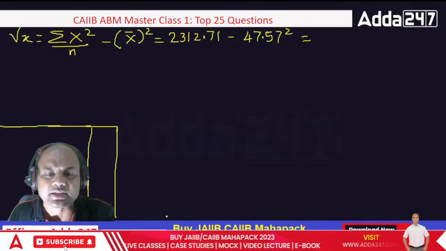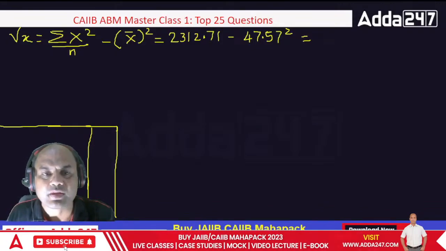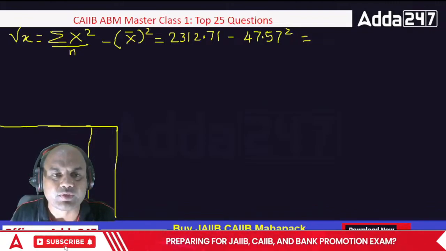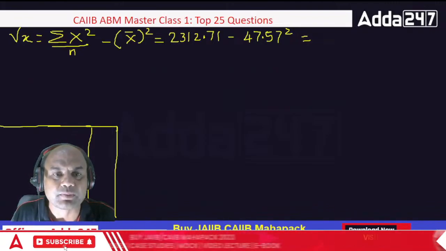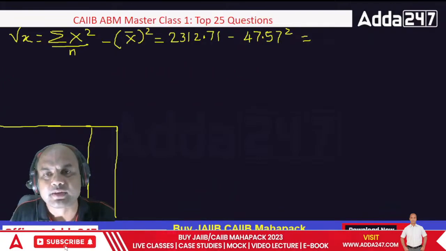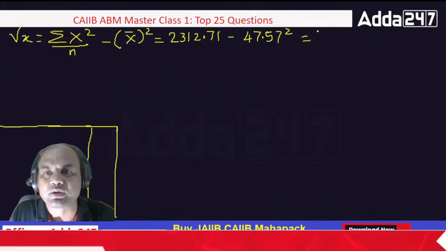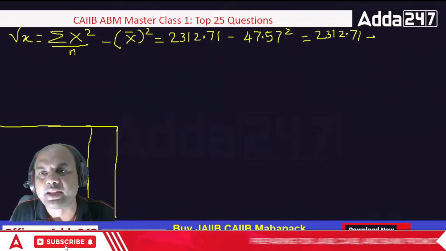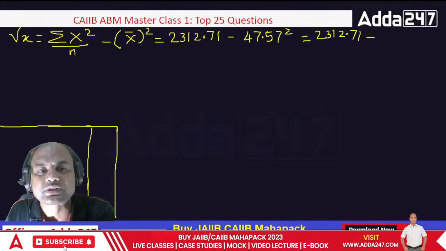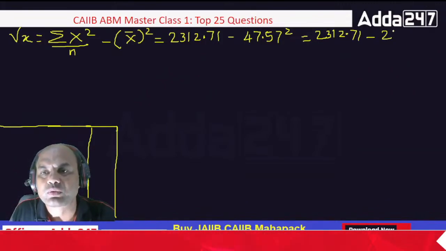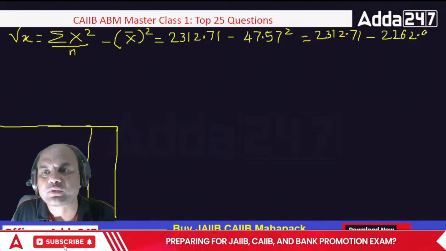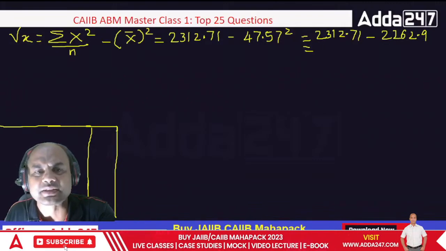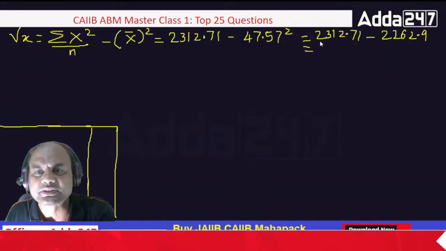You should get, what is the answer for 47.57 square? Let me write it: 2262.9. So my answer becomes 2312.71 minus 2262.9. So the variance becomes, if you solve this, I think 49.67.